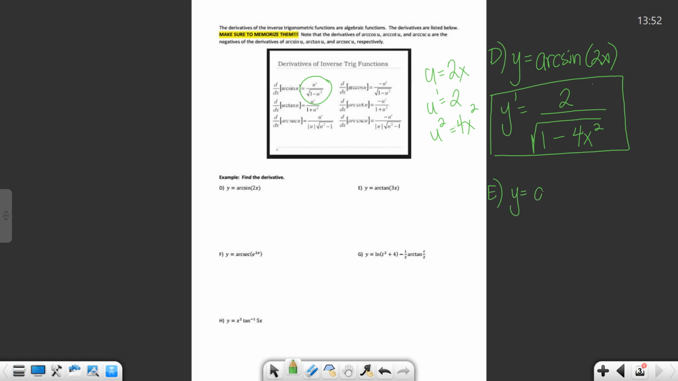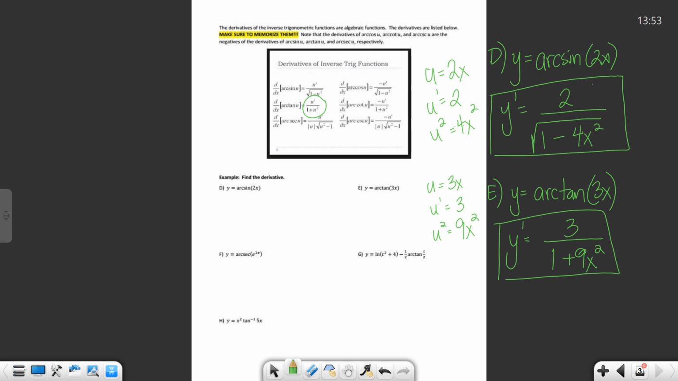E. Okay, y equals arctan 3x, so very similar to that first one. Now we're going to be using the arctan derivative formula, which is u prime over 1 plus u squared. So again, this one u would be 3x, so u prime would be 3, and u squared would be squaring 3x, you get 9x squared. So we can plug into our formula. U prime on top over 1 plus u squared on bottom.